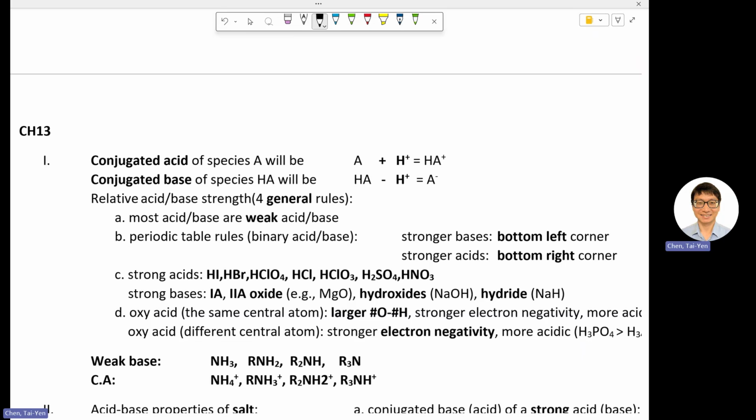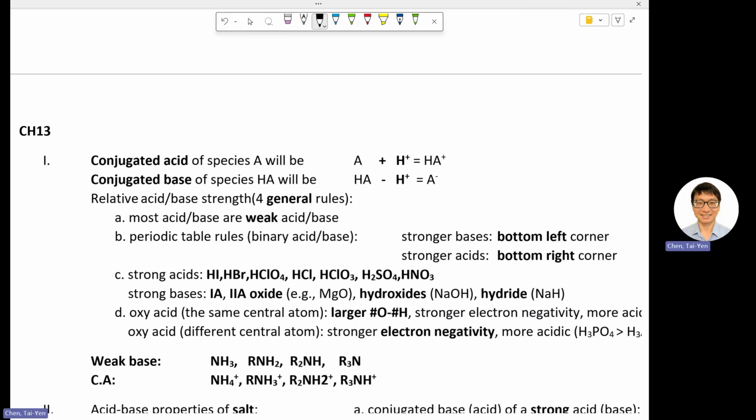When we talk about the proton concentration inside aqueous solutions, we are talking about the H plus concentration. Let it be critically clear: it's not H concentration, it is H plus concentration.